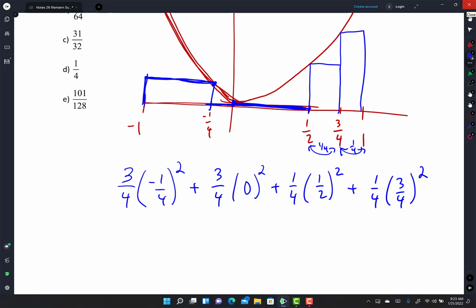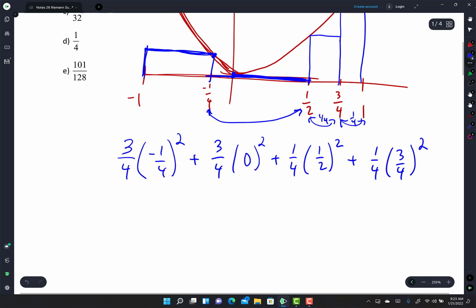The 3/4 where it's multiplied by the 0 squared, where's that from? From 1/4 negative all the way to 1/2. That's the width. Oh, gotcha. The negative. We still okay, guys? Let's see what that is.